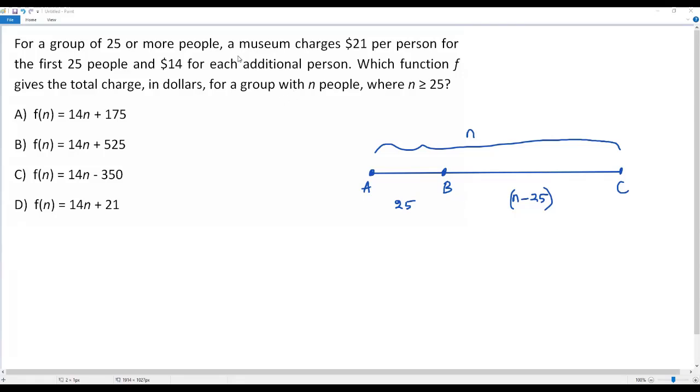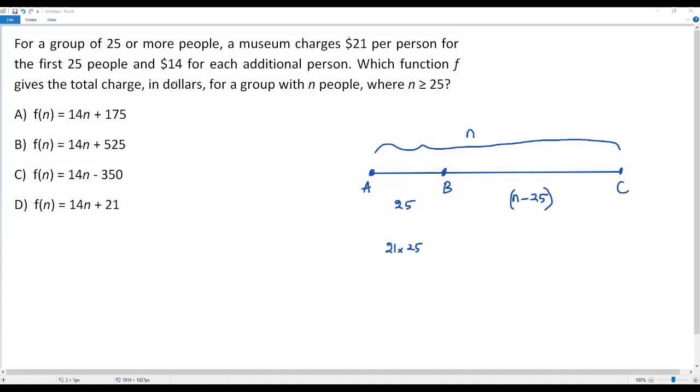Okay, according to the question, the museum charges $21 per person for the first 25 people. That is $21 for one person for the first 25 people. Okay, now let me calculate the charge for the first 25 people. For that, we have to multiply the charge for one person, $21, by the number of people, that is 25. Then we get 21 times 25. So this gives the charge for the first 25 people.